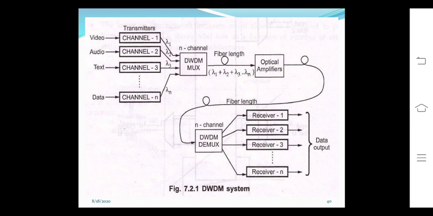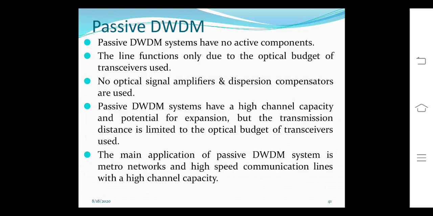On the receiving side, again, the DWDM demultiplexer will receive all these signals and split them into different wavelengths. Receiver 1 will be receiving wavelength 1. All the wavelengths will be received by the individual receivers. So this is the data output which we receive from the receivers.